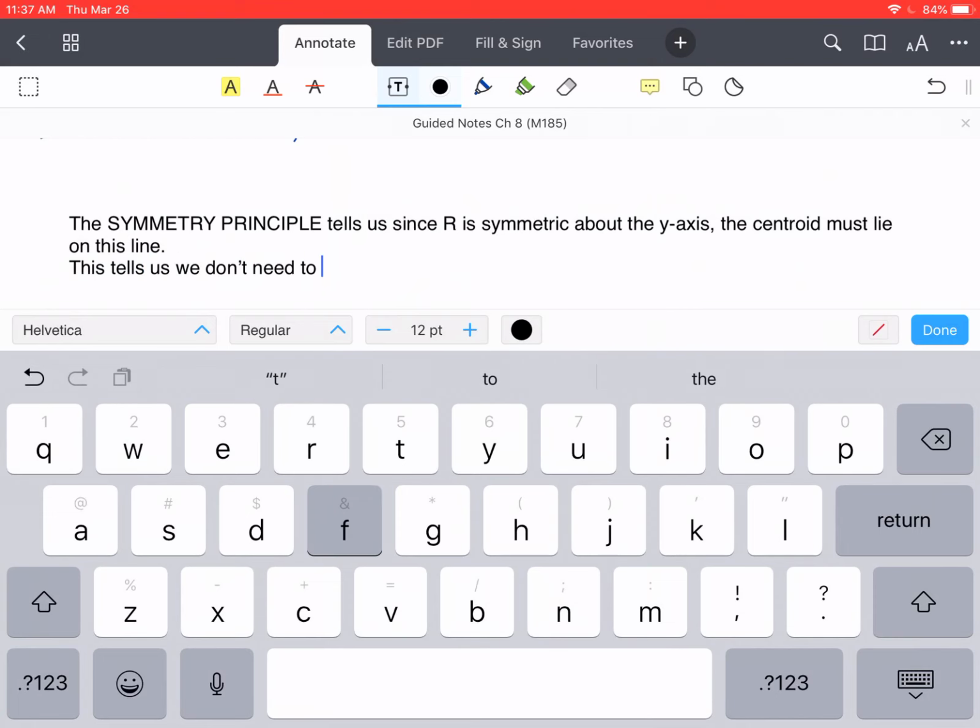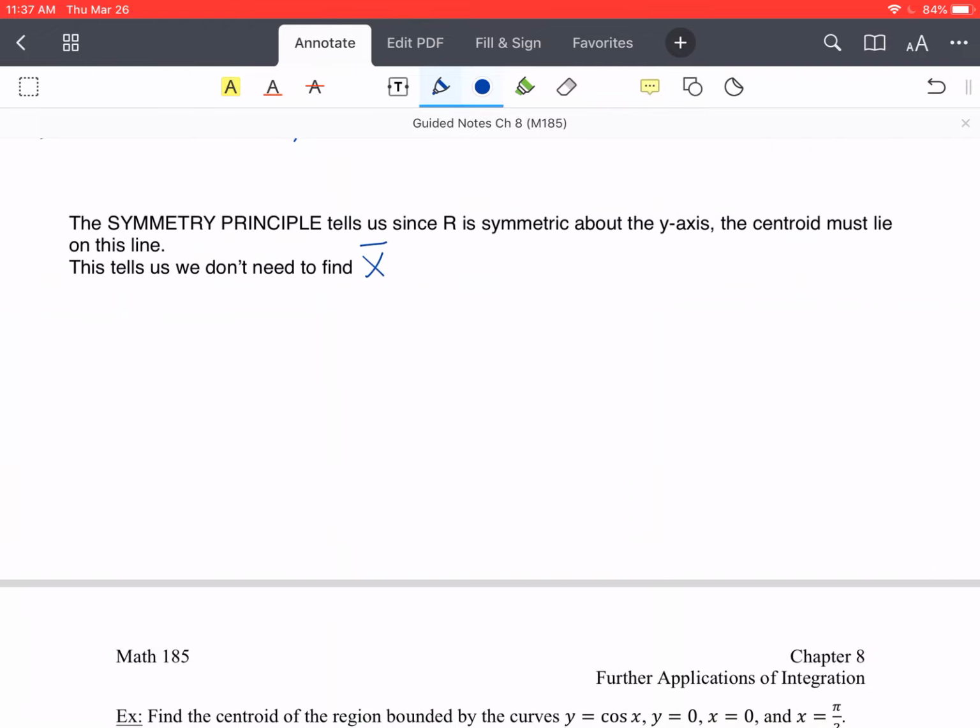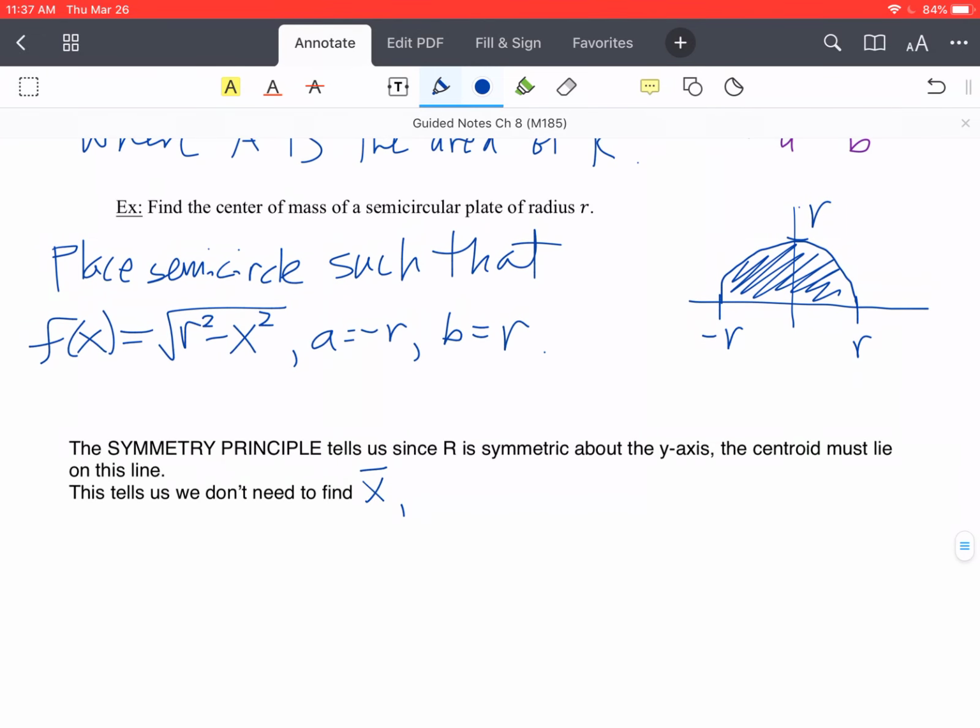So what this tells us is we don't need to find x bar, because we know that since it has symmetry about the y-axis here, the centroid has to lie on that line somewhere. So we don't need to find x bar. We know it must be equal to 0 because it has to lie on that y-axis due to the symmetry. Now, you could go ahead and actually find it, right? If you wanted to calculate x bar yourself, you would just find that it gives you 0. So that would be kind of a fruitless search, but it is possible to find it. Okay. So we do need to find, however, the value of y bar.